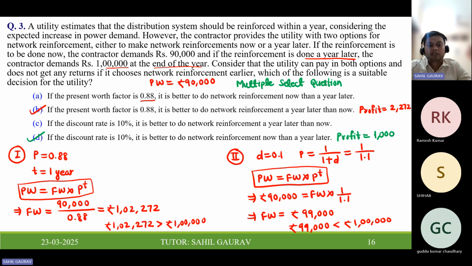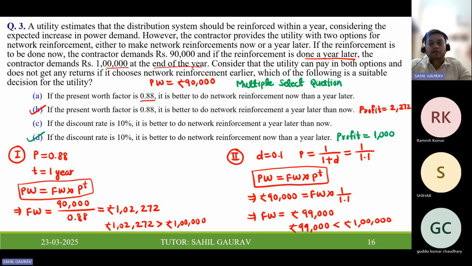So it is greater than 1 lakh, so it's better to give at a later period of time, because the 90,000 I have put in the bank will become equivalent to 1 lakh 2,272. So I have a profit of 272. So I will give it 1 year after that.